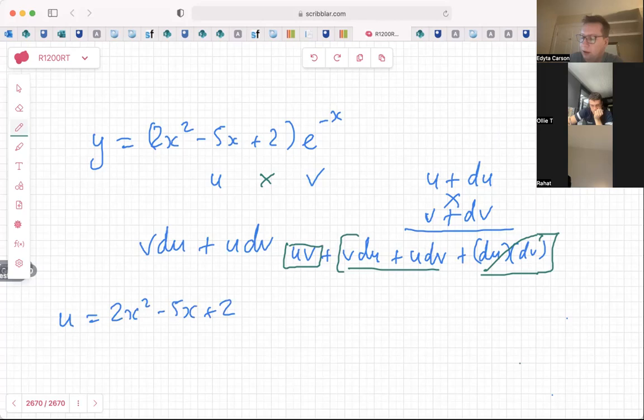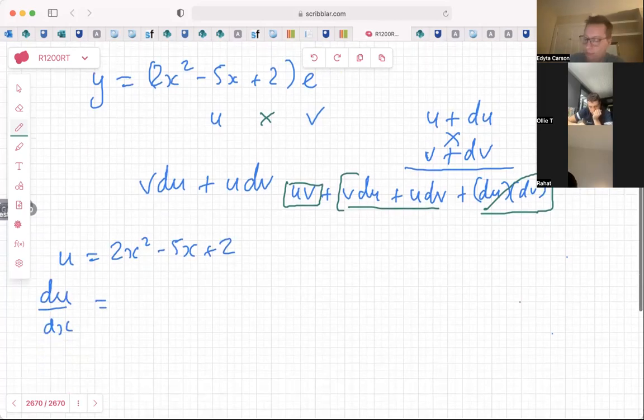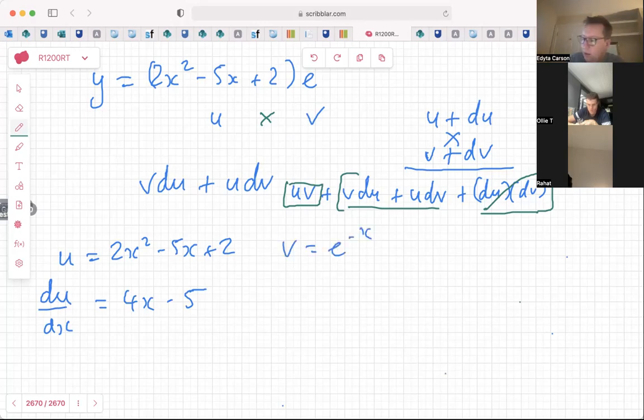So what would the derivative of that be? Yeah, come on, guys. How do you differentiate that? 4x minus 5. Yeah, that's straightforward for you. And then for v, we've got e to the minus x, and we need to differentiate that.